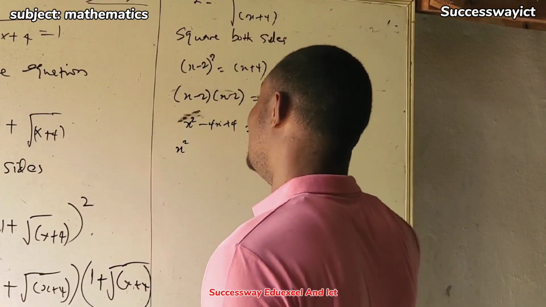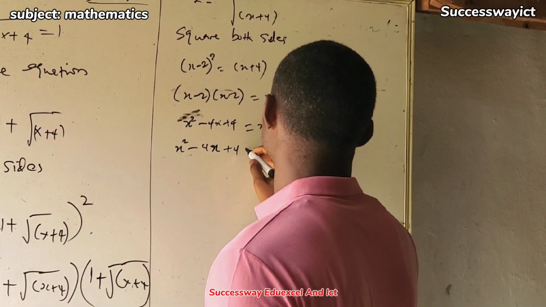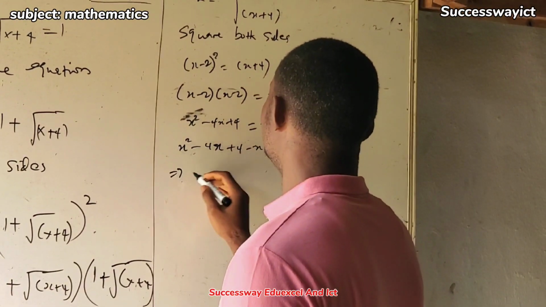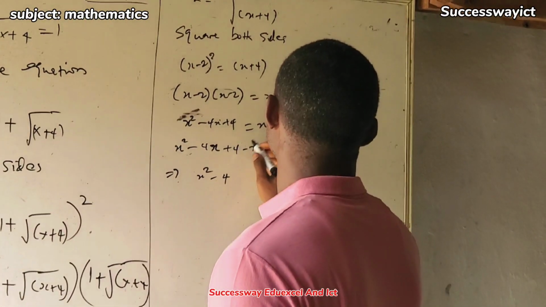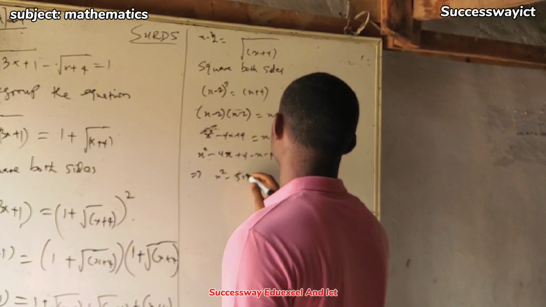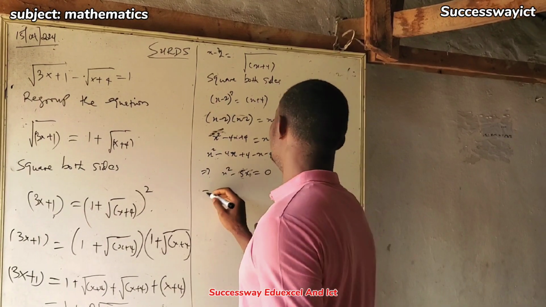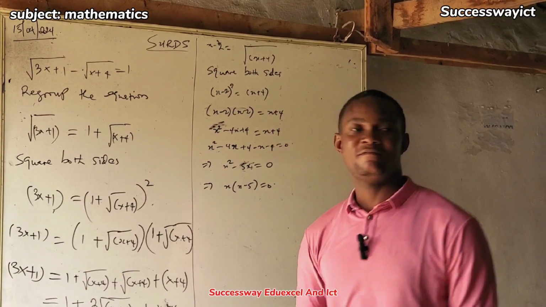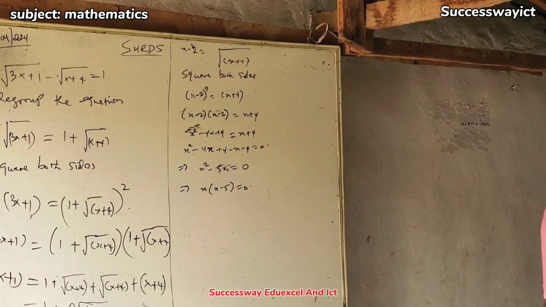So I'm going to have x squared minus 4x plus 4 minus x minus 4 is equal to 0. This implies that x squared minus 5x is equal to 0. This implies that x into x minus 5 is equal to 0. So what are the values of x from here?